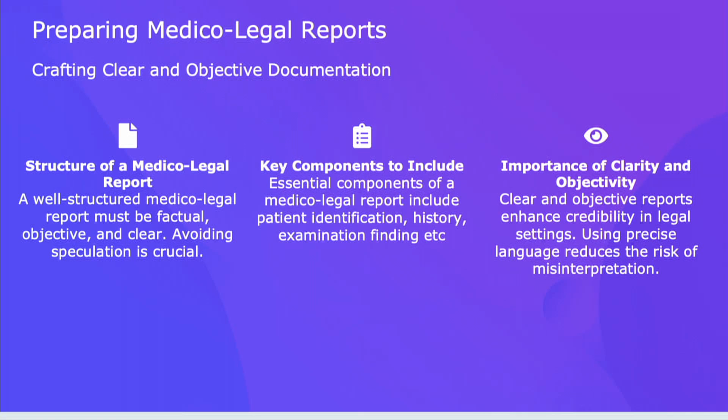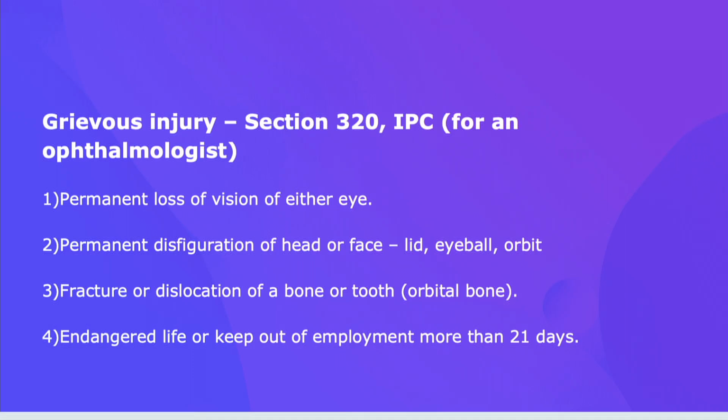How to prepare the medico-legal report: a well structured report must be factual, objective and clear, and avoid speculation. It should not have any doubtful terminology, and key components include patient identification, history, examination, findings, etc. Only clear and objective reports can have credibility in legal settings. Precise language reduces the risk of misinterpretation.